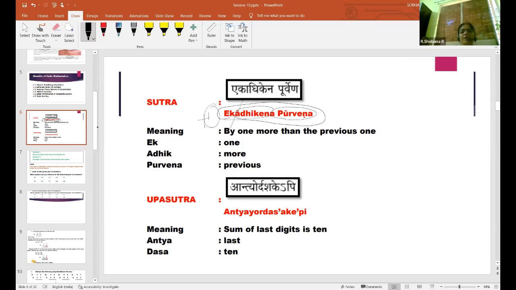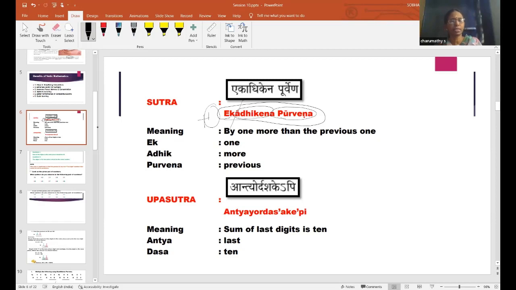That is what we have explained here. You can read it later. So if you want to tell it straight away, the first sutra we are going to deal with is Ekadhikena Purvena, which is one more than the previous one.